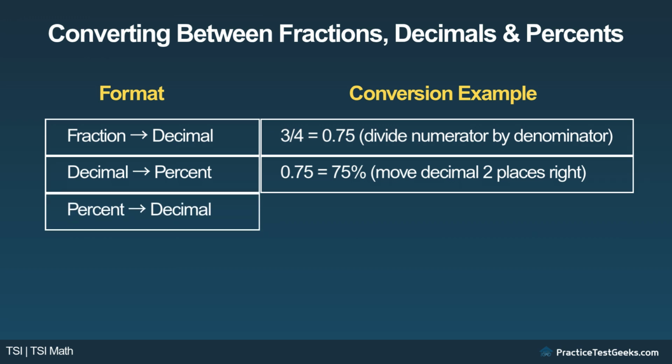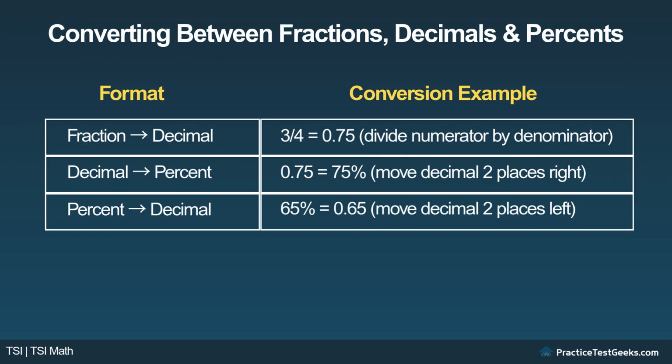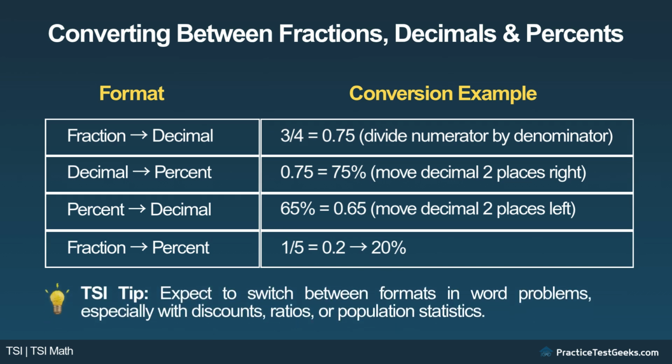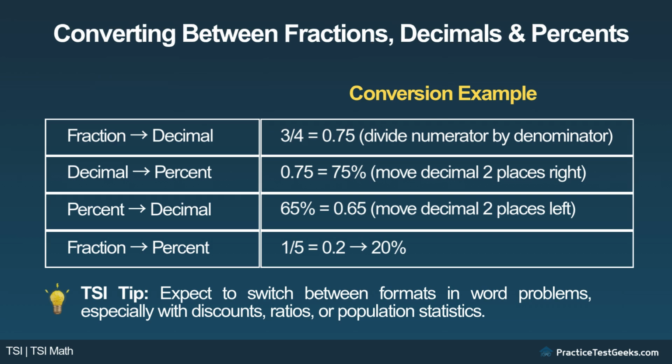Percent to decimal. Conversion example. 65% equals 0.65. Move decimal 2 places left. Fraction to percent. Conversion example. 1/5 equals 0.2, which is 20%. TSI tip. Expect to switch between formats in word problems, especially with discounts, ratios, or population statistics.